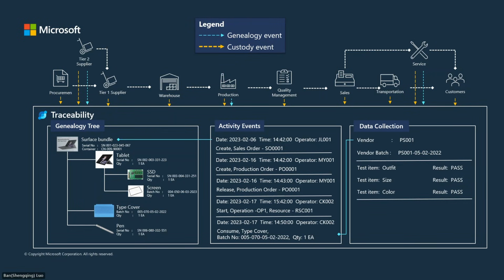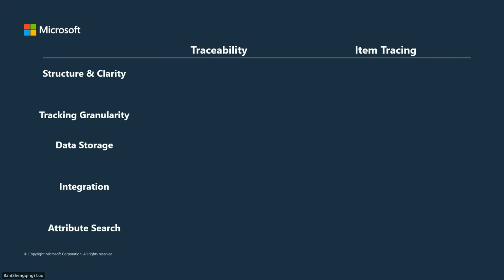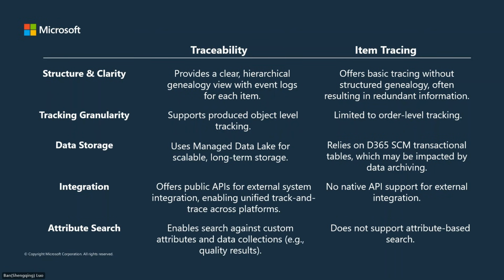Now, we've had item tracing in the product for a while, and I think it's important to highlight the differences between the traceability tool, traceability app as we're talking about now, and the item tracing that has been there in the past. So item tracing basically did tracing by linking things by default. So we were offering basic tracing without a structured genealogy, and that meant that we often actually captured way too much information.